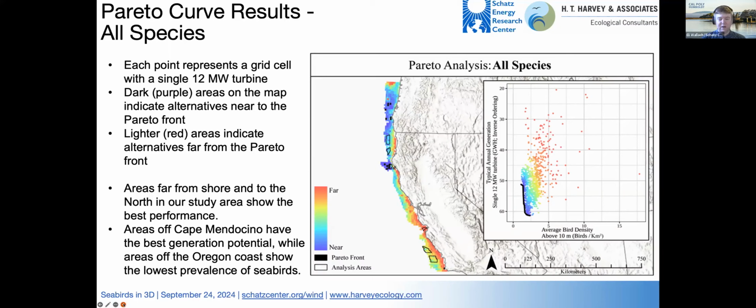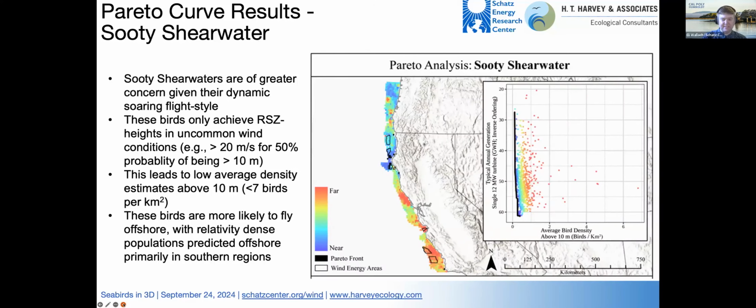This will be true for other seabird species that we look at, as these are on the front for having the highest generation potential in the study area. And then some areas in the far north of the study area are on the front due to having the absolute lowest seabird density. The next slide shows the same Pareto graphic with the same analysis for a different species.